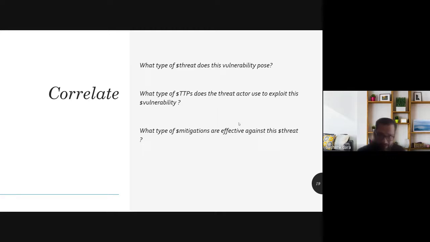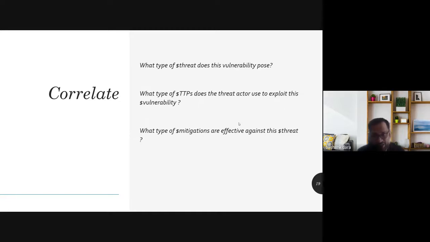What type of TTPs does the threat actor use to exploit this vulnerability? This is slightly a lower layer than the first question, but still helps you to take decisions. What are the tactics, techniques, and procedures that a threat actor uses while exploiting this vulnerability? Will the threat actor laterally move in my network? Will the threat actor fool the user into clicking some link, if there is this vulnerability? So this is another very, very important question.